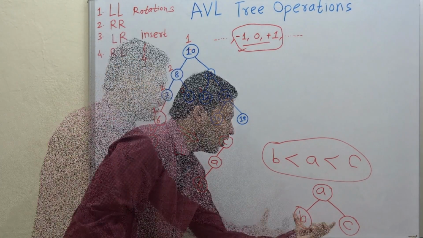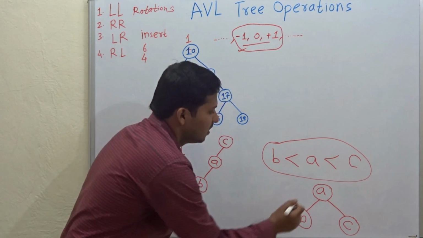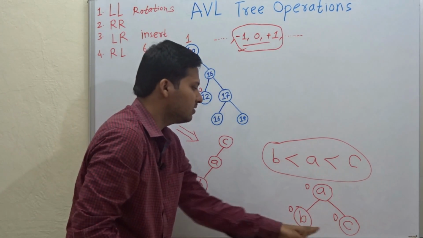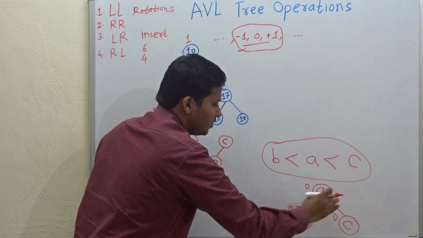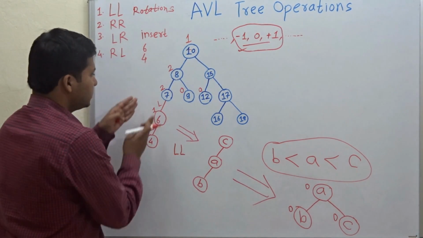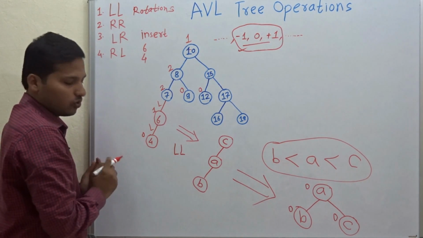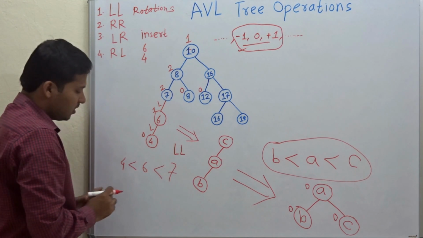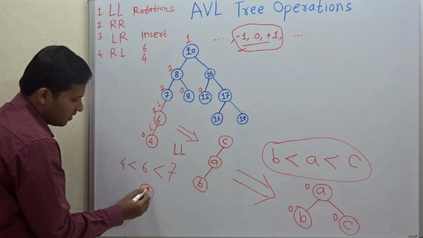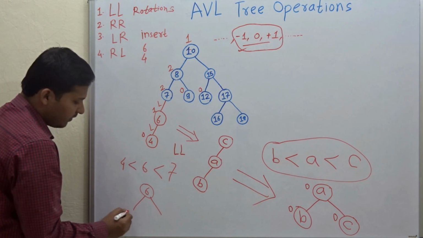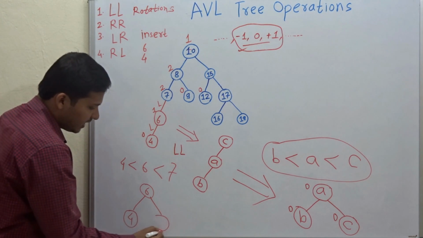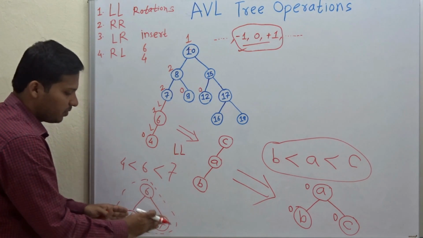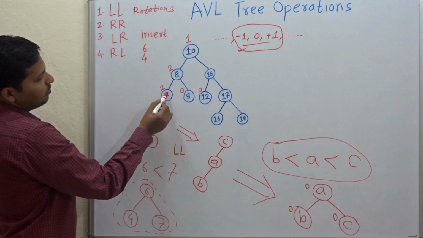Okay, so what happens in this way is that the balance factor of all the nodes remains 0 here, which means they become balanced. In this subtree all the nodes are balanced. So see here, 7, 6 and 4. 4 is less than 6 and 6 is less than 7. So you can make 6 the root, with left child 4 and right child 7. And you can attach this branch to the parent of the imbalanced node.